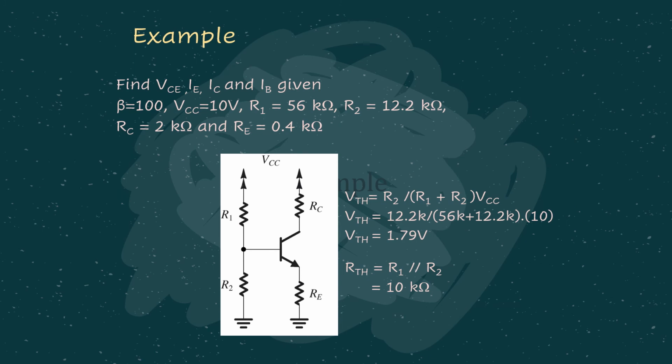Let's have a look at one particular example related to the voltage divider biasing circuit. In this case, we are supposed to find all the currents and the VCE value. All the circuit parameters are given: all the resistors R1, R2, RC, and RE, VCC 10 volt, beta is 100.